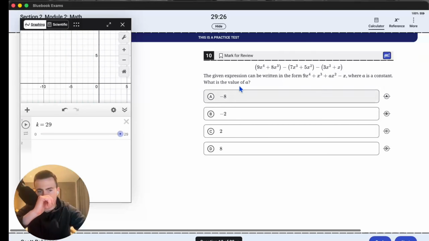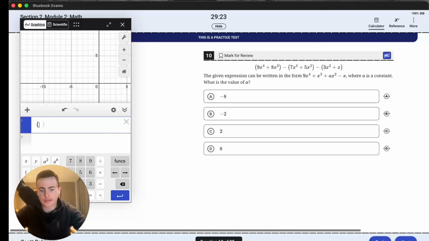Okay, the given equation can be written in that form, where a is constant. What's the value of a? Simple tilde question. We're just finding a constant with the given equation, so this is just a tilde. Plus that's minus 7x1 cubed plus 5x1 squared minus 3x1 squared plus x1, and then set it equal to the other side, plus x cubed plus ax1 squared minus x1. And then I guess we can just say this, and then a is negative 8.